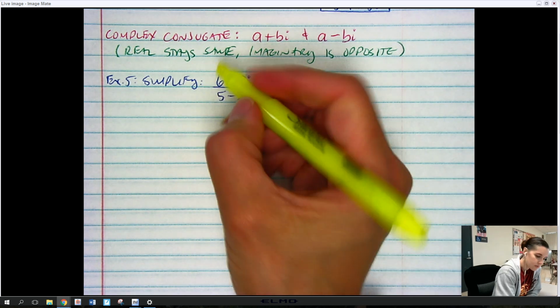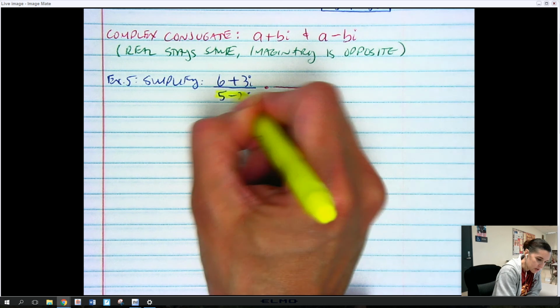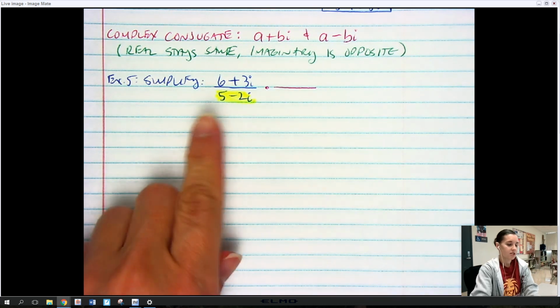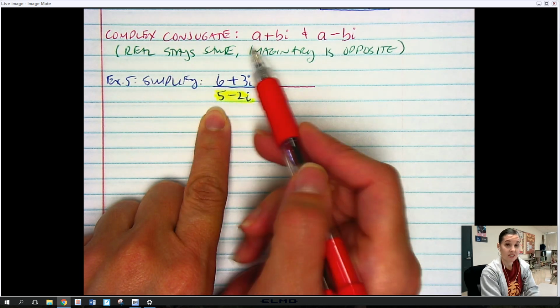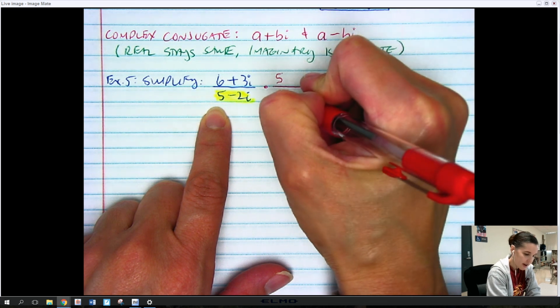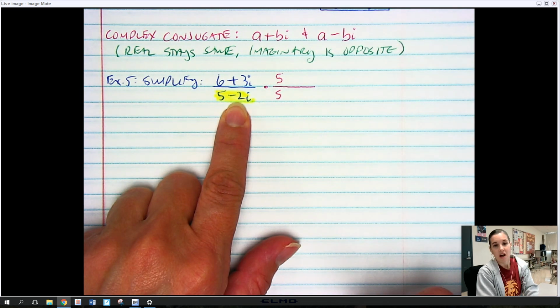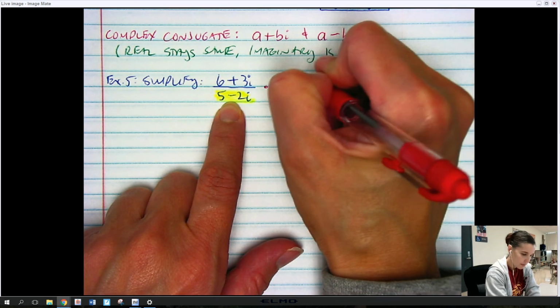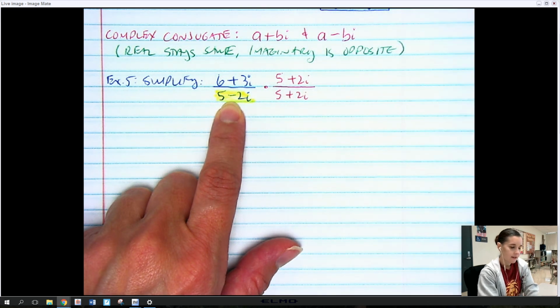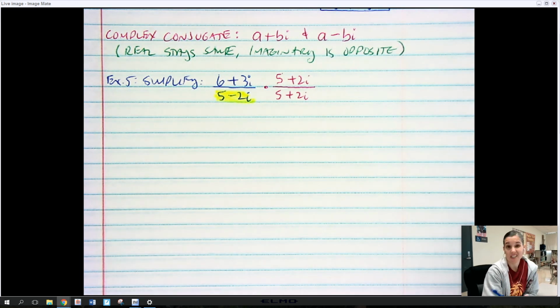So again, this is the one that I need to make sure I'm doing the complex conjugate of. As we mentioned right here, the real stays the same, so this is going to stay a 5. And then what's going to become the opposite is the imaginary, so it's going to become a positive 2i. Okay. And then what I need to do now is I just need to simplify from there.